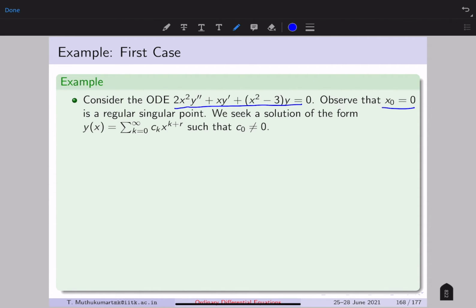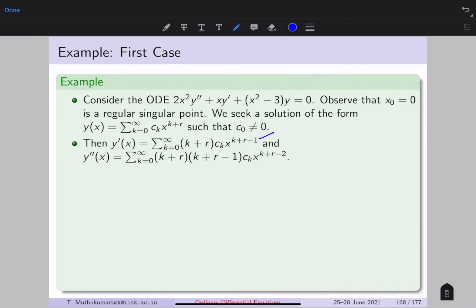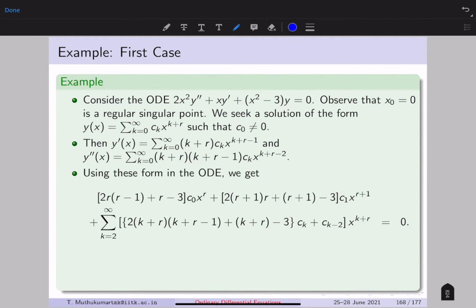In this ODE, x0 is a regular singular point. So we are looking for a solution of this form, where C0 is non-zero. You differentiate this y and substitute it in this ODE and equate powers. So this is your y prime, this is your y double prime. If you equate powers, since C0 is non-zero, you are going to get this is 0, which is a quadratic equation in R, which is the indicial equation that we have.